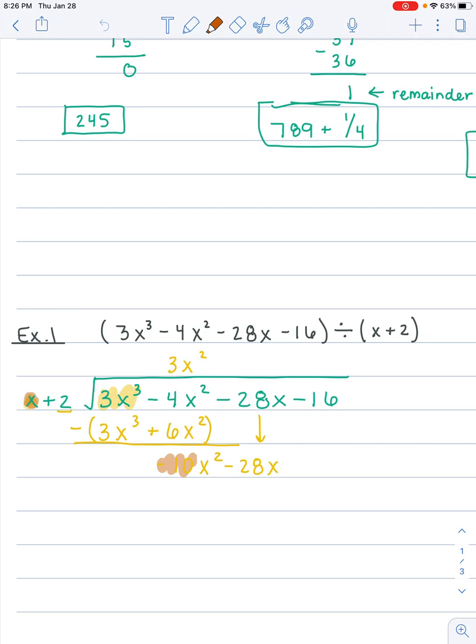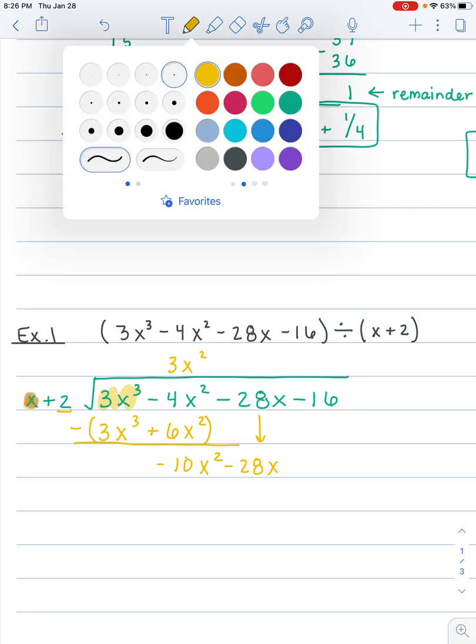Oh, we cannot see that. Oh, shoot. Sorry, guys. Can't see that highlighter at all, can we? So it's negative 10.